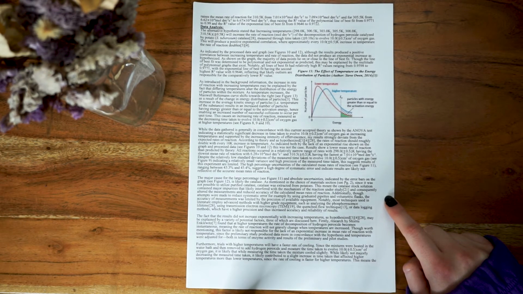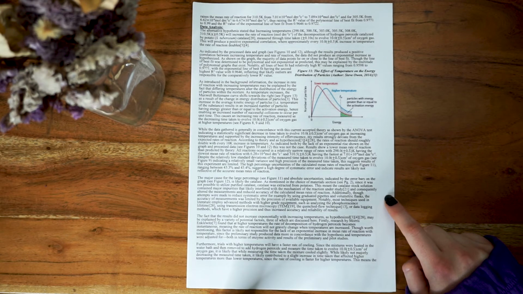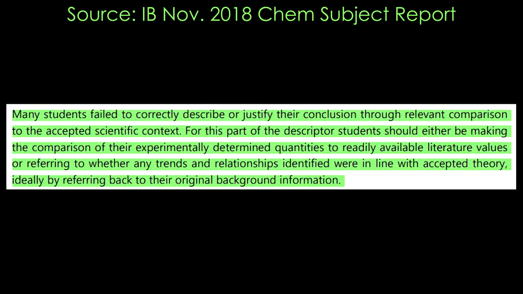The data analysis section is also a place that can help you justify your conclusion. As the IB pointed out, many students failed to correctly describe or justify their conclusions through relevant comparison to the accepted scientific context. For this part of the descriptor, students should either be making the comparison of the experimentally determined quantities to readily available literature values, or referring to whether any trends and relationships identified were in line with the accepted theory, ideally by referring back to their original background information.